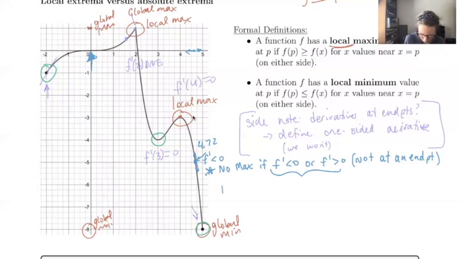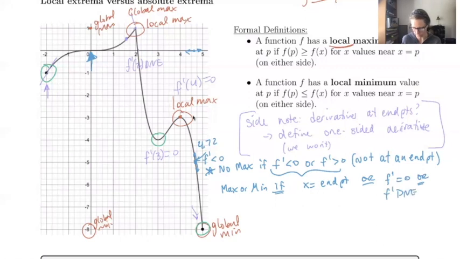So I only have a max or min if x is equal to an endpoint, or what can I say about f prime? I want to say not plus, not minus. I don't want the derivative to be positive. I don't want the derivative to be increasing. So what are my other options? Other option: the derivative is 0, or, because don't forget about positive 2, what happens at 2? Yeah, f prime does not exist.